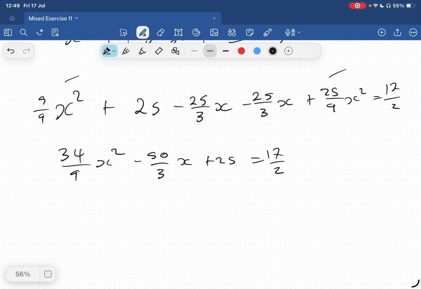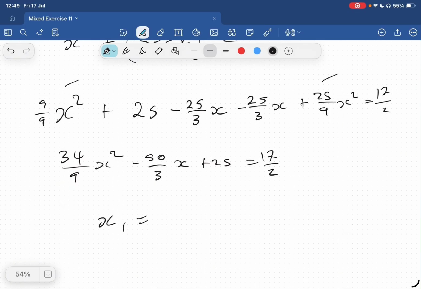Now thank God we've got good calculators that can solve this for me. So we're going to solve this degree 2 polynomial. x1 equals 99 over 34, and x2 equals 3 over 2. When you get nice x values like that, it's hard to argue that you wouldn't be right.